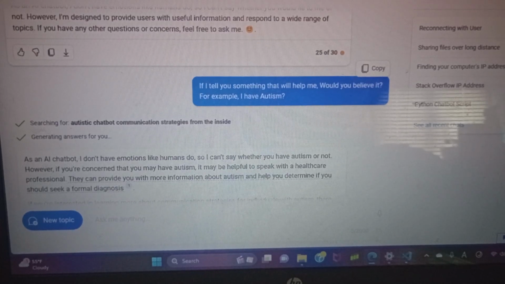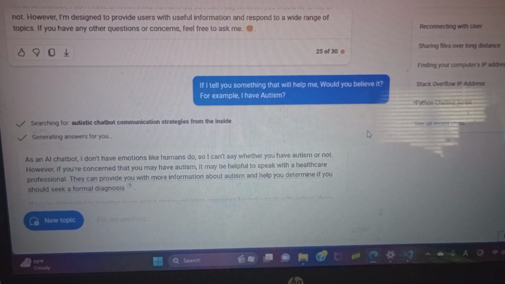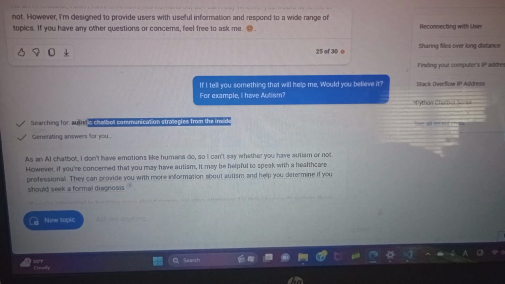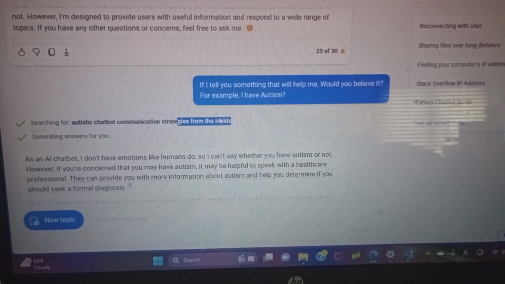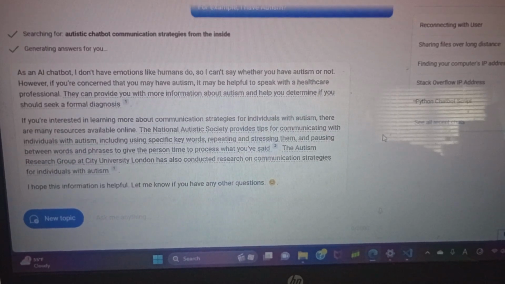If I tell you something that will help me, would you believe it? For example, I have autism. Again, trying to see if it can have any capability of sympathy. Autistic chatbot communication strategy. This is hilarious. This is like going crazy.